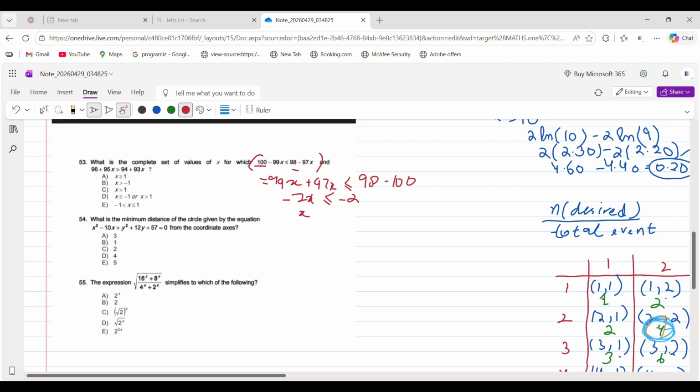So my x, now see, if you are taking this negative 2 which is multiplying with x, when it goes there it will be divided, of course, but because of this negative sign you will have to convert your sign. Now it's not less than or equal to, but now it is greater than or equal to. So negative 2 divided by negative 2, negatives cancel, my x is greater than or equal to 1 basically.